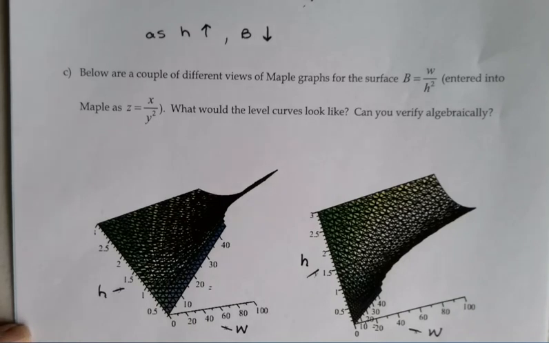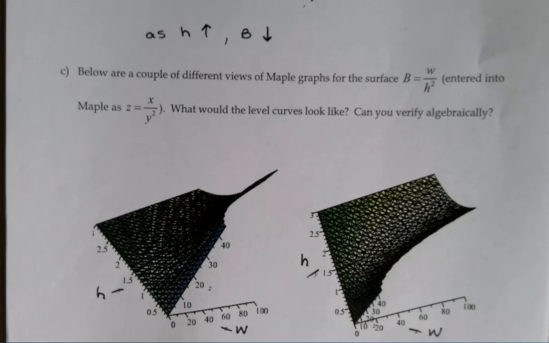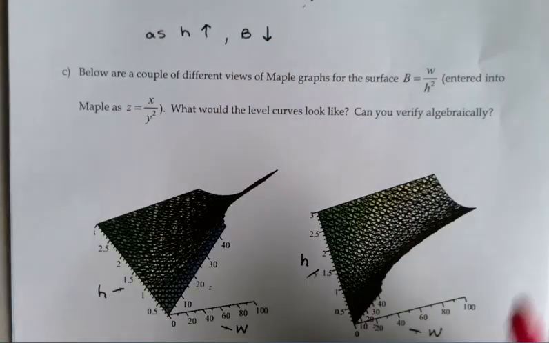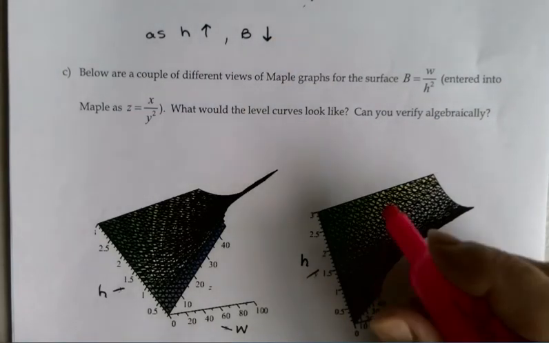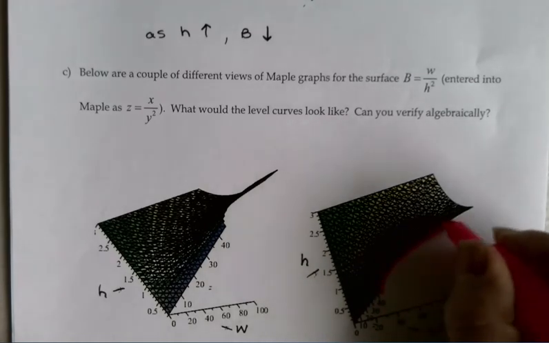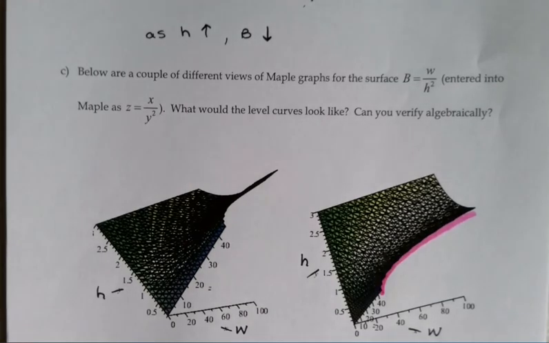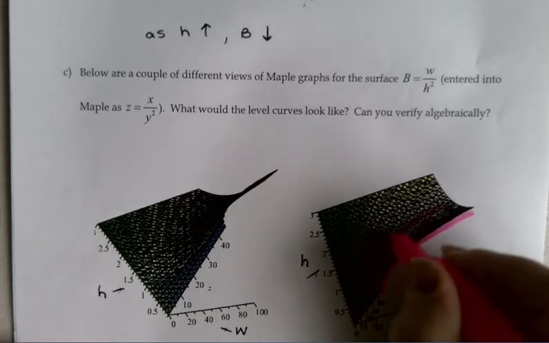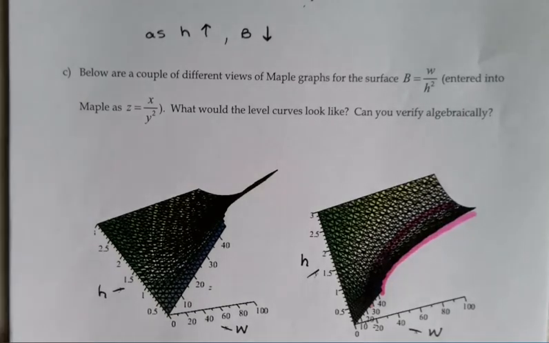Can you visualize in your head what the level curves would look like? If you were to intersect this surface, it's just one surface, multiple views, with a horizontal plane, a constant b or z value, what would it look like? Let's see, if you were to cut through horizontally, you can actually see one of them right here where I cut it off. This would be a level curve, wherever I happened to cut off the z value, but there would have been more of them lower down.